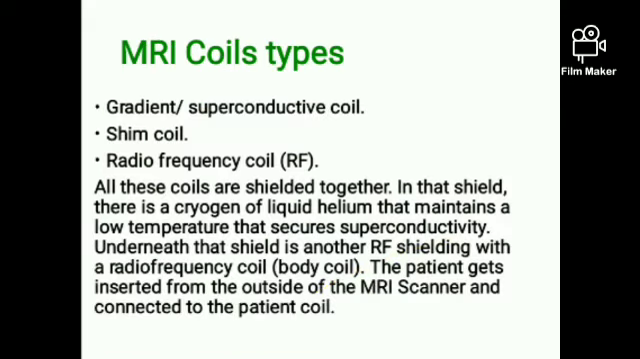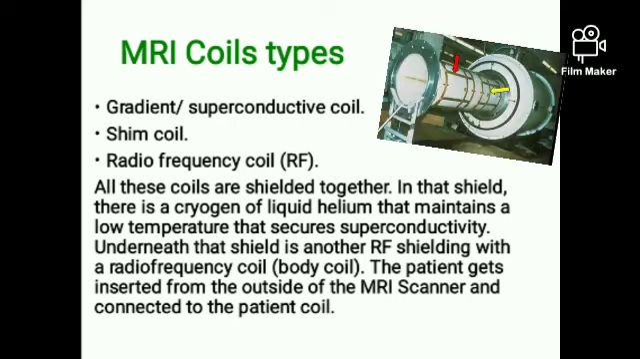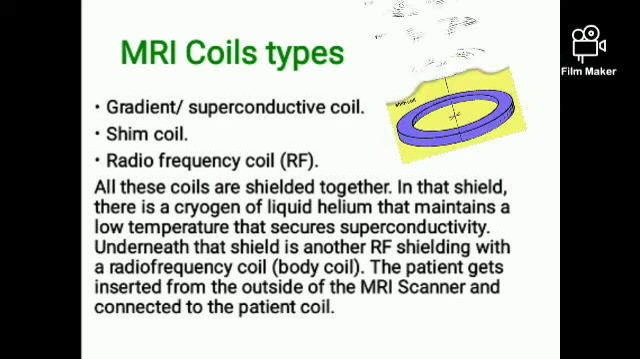Next thing is MRI coil types. Basically the coils are of three types. We have the gradient or superconductive coil, which takes the information and creates your signals, mainly. This is the main coil, and it has three gradients: X, Y and Z. Next we have the shim coil. Whatever electrical signals are coming, there may be some low signal and high signal, so the shim coil will make all the signals uniform and homogeneous.